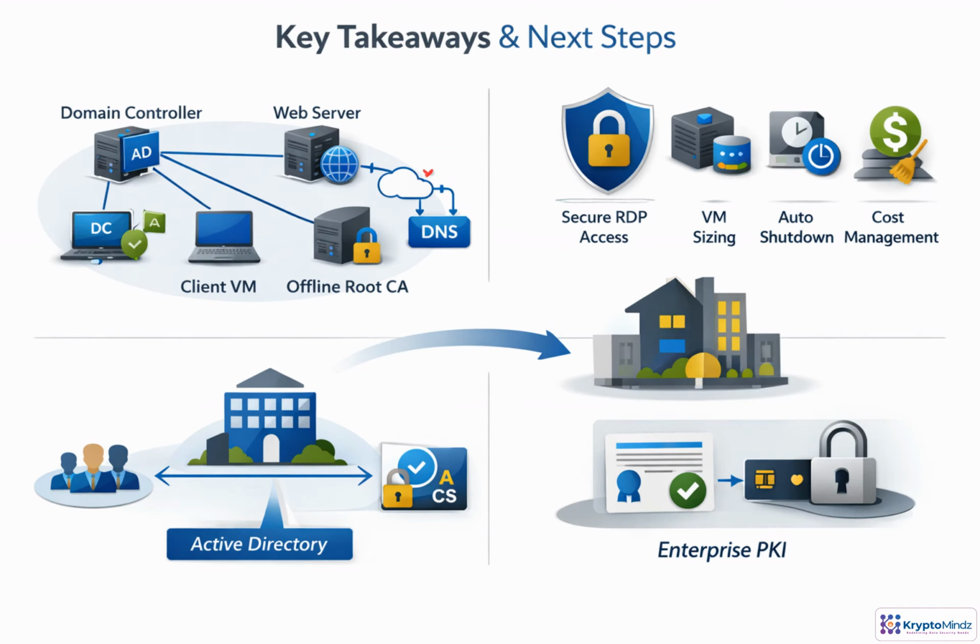You've now built a realistic lab: domain controller, web server, client, and optional offline root CA, all on a planned private network with working DNS. You've locked down RDP, tuned VM sizes, and controlled costs. Next, we'll stand up Active Directory, then design and deploy an enterprise-ready PKI.